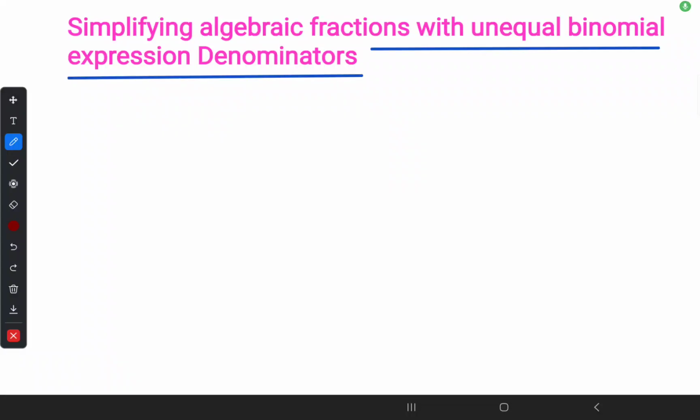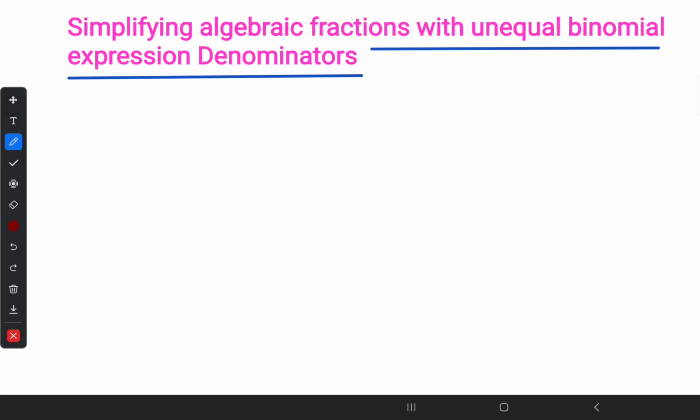This is simplifying algebraic fractions with unequal binomial expression denominators. So in the denominators we are having unequal algebraic expressions. So you have to find a common denominator, the LCM, and thereafter we can solve the algebraic fractions.